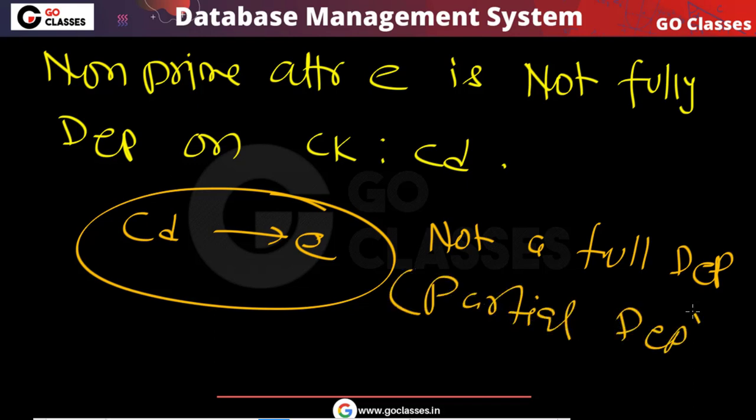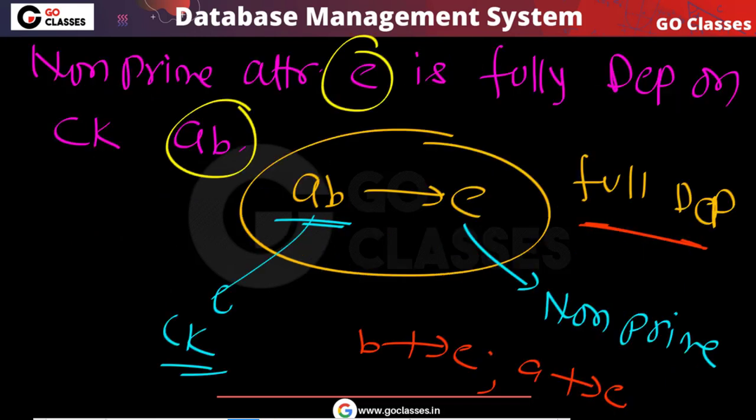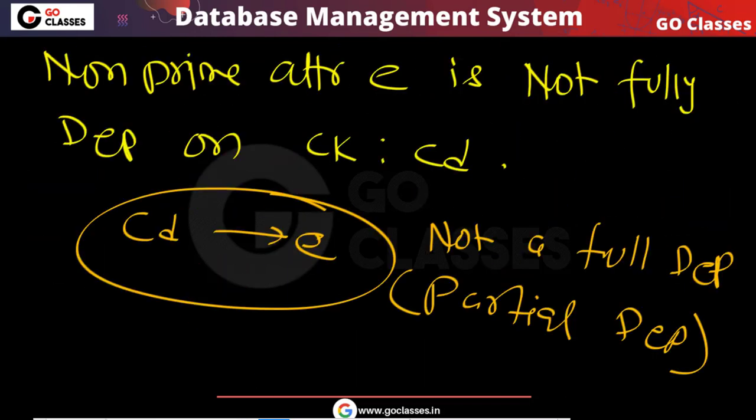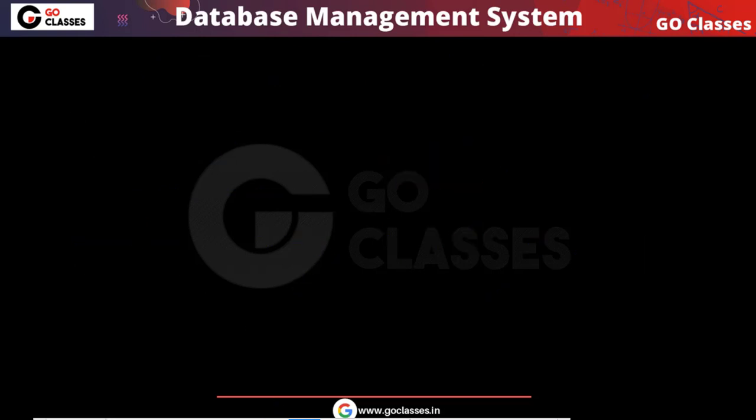Why is this a partial dependency? Because we don't need C. That is the reason I can say this non-prime attribute is not fully dependent on this candidate key. So you can very easily see that relation R is not in 2NF.